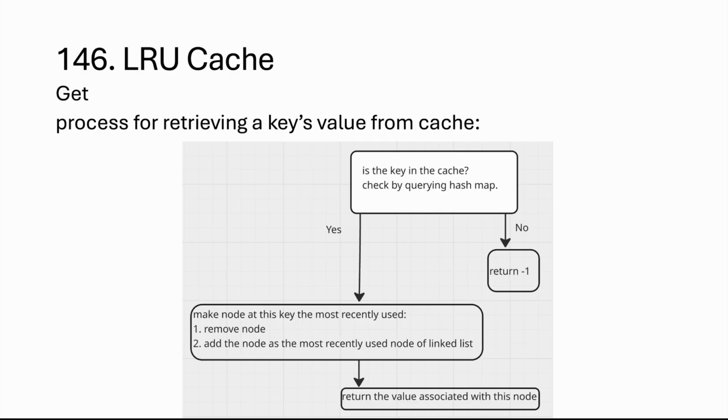This is the process for retrieving a key's value from cache. Is the key already in the cache? We should check by querying the hash map. If it is yes, then we should make the node at this key the most recently used: remove the node, add the node as the most recently used node of the linked list, and then return the value associated with this node. If the key is not in the cache, we just return -1.